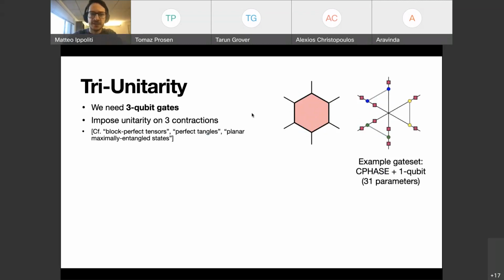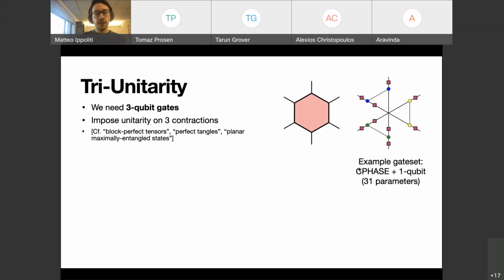This is something that's been studied in various contexts under various names. But a particular realization that we find is this gate set composed of controlled phase gates and 1-qubit gates, which is a big space of 31 parameters, and lets us realize various regimes. But we also know that it's not complete. There is a 6-qubit perfect tensor that you can prove does not belong to this set. So we know that there's more. It's an interesting problem to fully characterize the entire space.